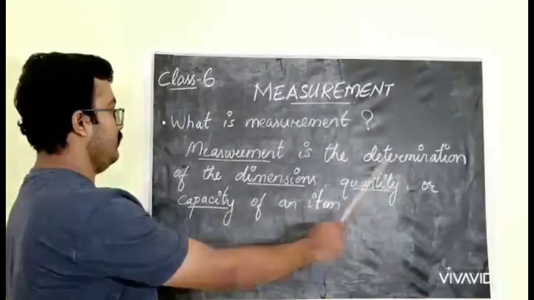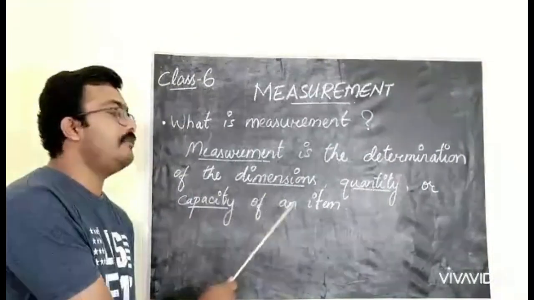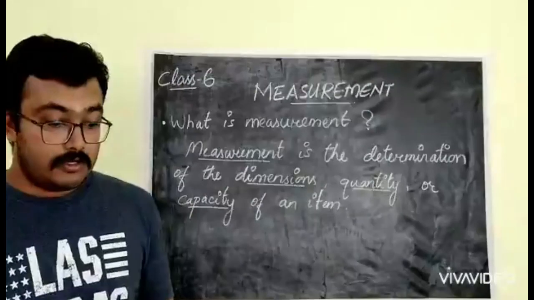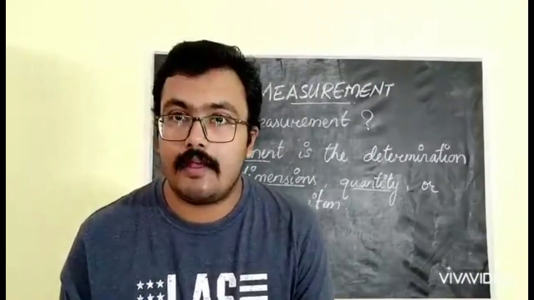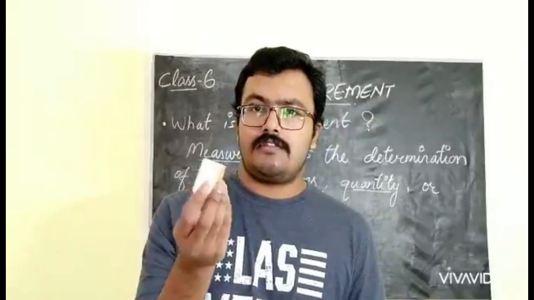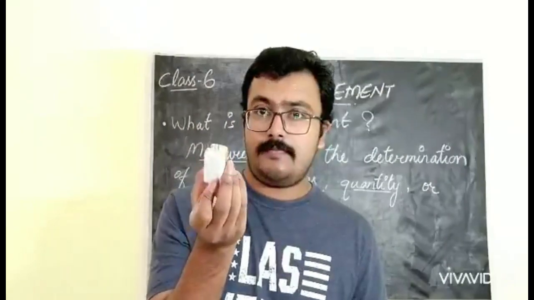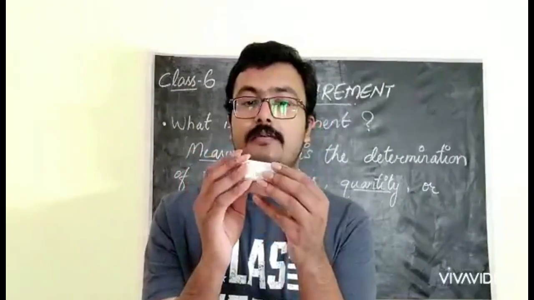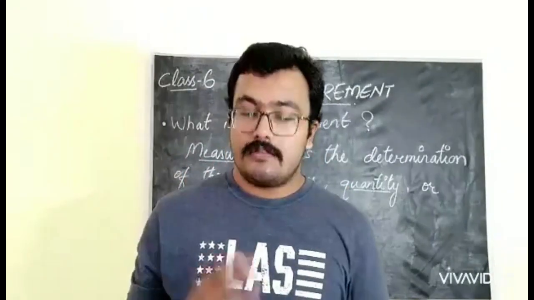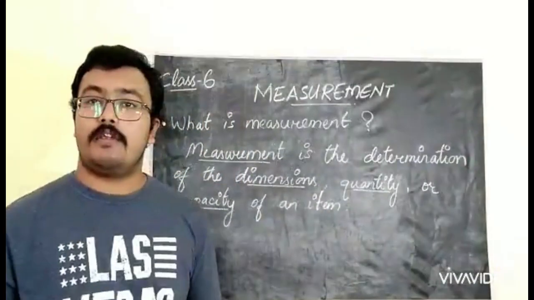Measurement is a determination of the dimensions, quantity or capacity of an item. As you all can see in your textbook, you have your definition. Please underline that. When we talk about dimensions, let's take this duster. The duster has its own length, width and height. When we take everything into consideration, we call it a dimension.